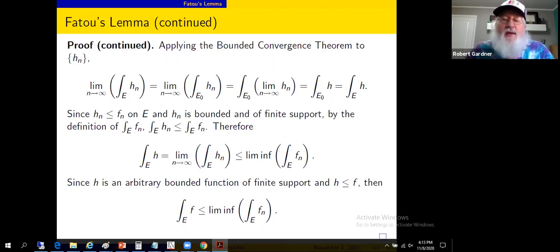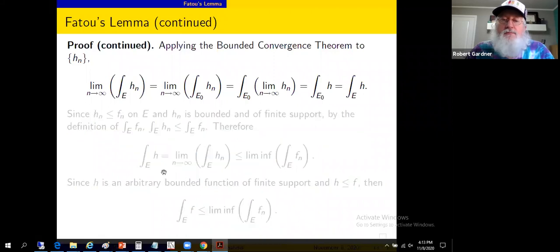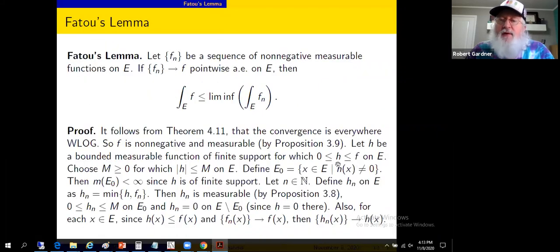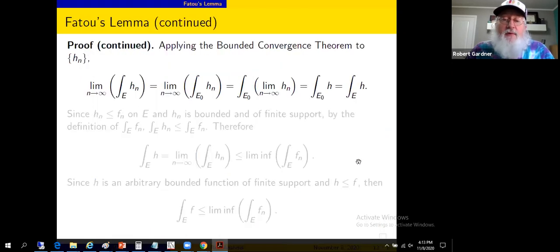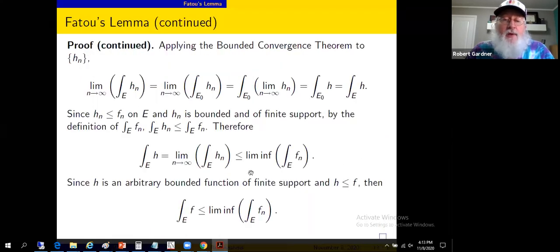Let's run back and check that. Yeah. All right. h, bounded measurable function of finite support less than or equal to f. Okay, back to where we were. So let's take a supremum over all such h. Take a sup of both sides over h, a bounded measurable function of finite support.